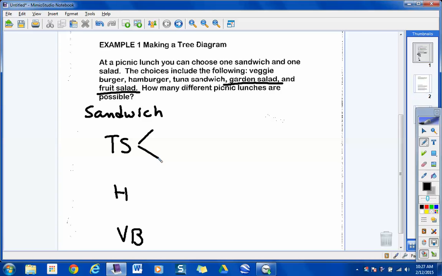With a tuna sandwich, I can either have a garden salad or a fruit salad. Do you guys agree with that? Yes. So one possible menu there is tuna sandwich with garden salad. That's one possibility, isn't it? Yes. Or it might be tuna sandwich with a fruit salad.